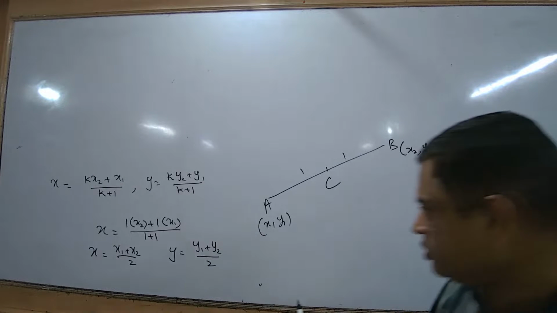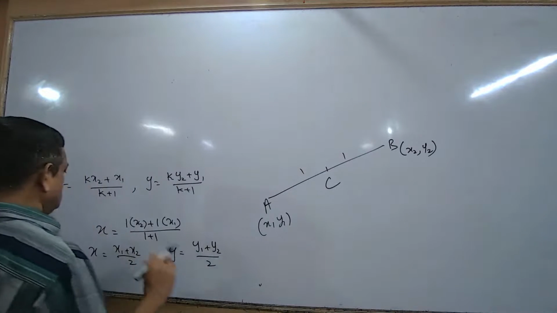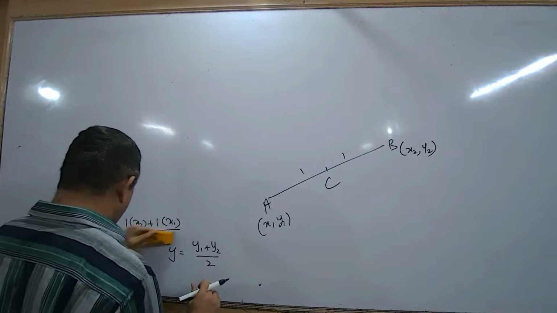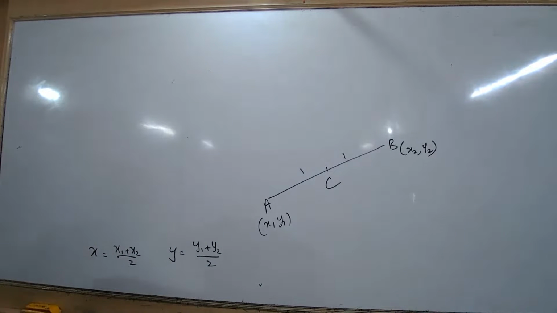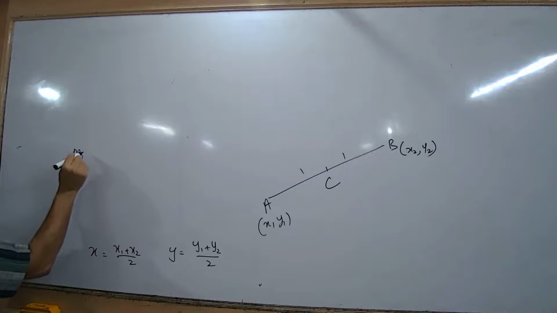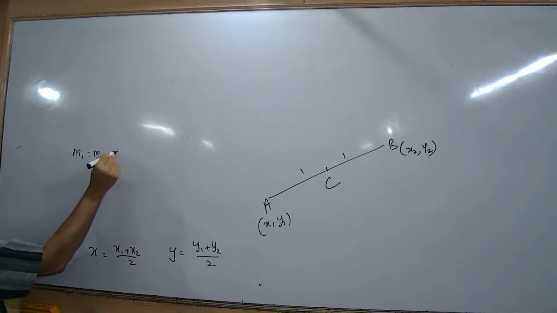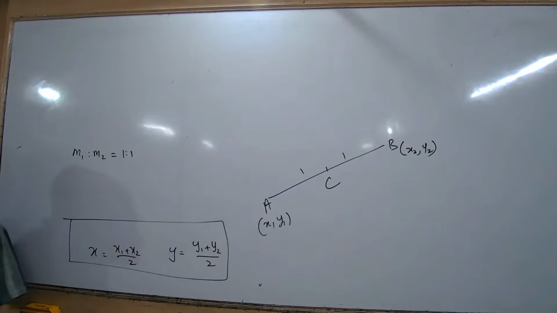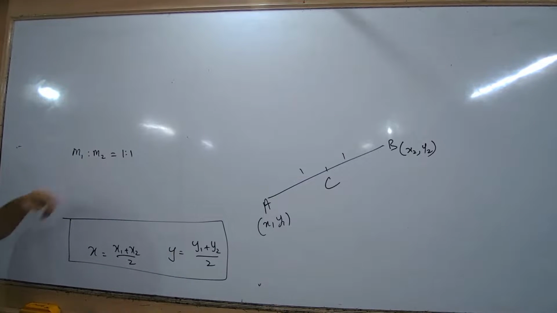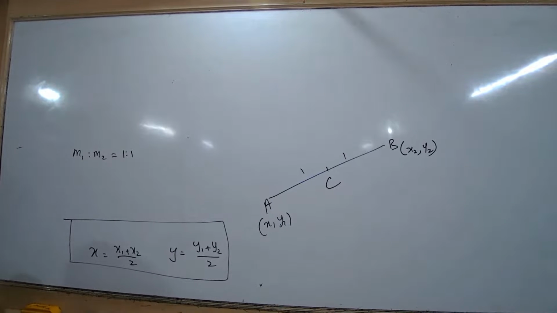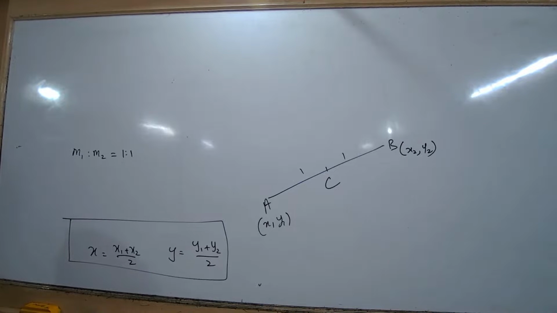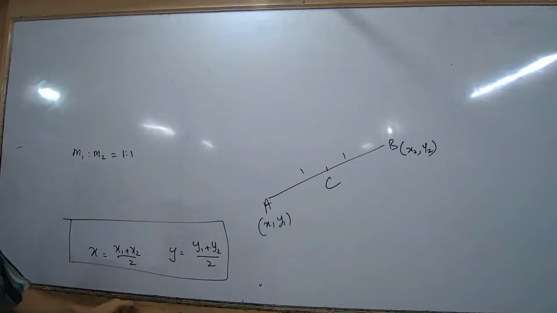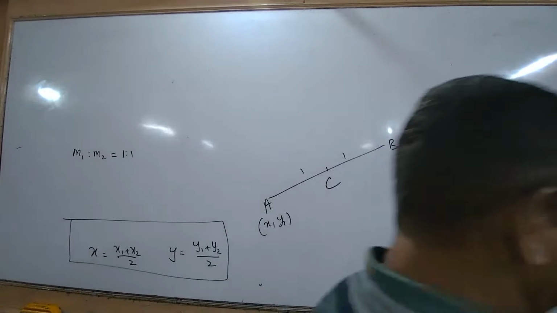Midpoint formula. If C is the midpoint of AB, then M1 is to M2 will be equal to 1 is to 1. Therefore, X is equal to X1 plus X2 by 2, Y is equal to Y1 plus Y2 by 2.